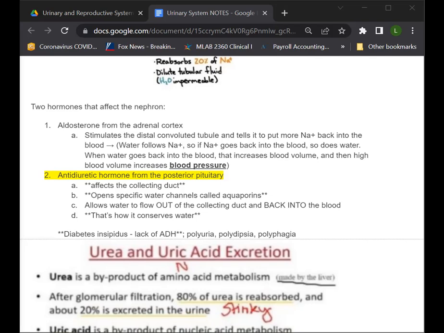So like I said, if more sodium goes back into the blood, then so will water. And then if water's going back into the blood, then that's going to actually increase the blood volume. And then if you increase the blood volume, then that's going to increase the blood pressure. So indirectly, aldosterone helps increase blood pressure.